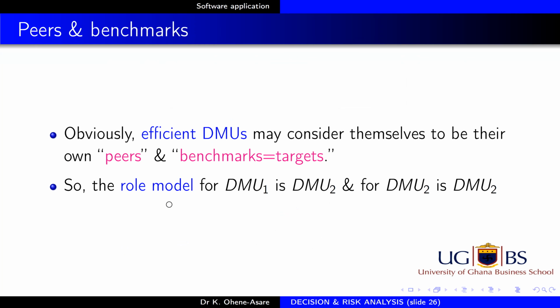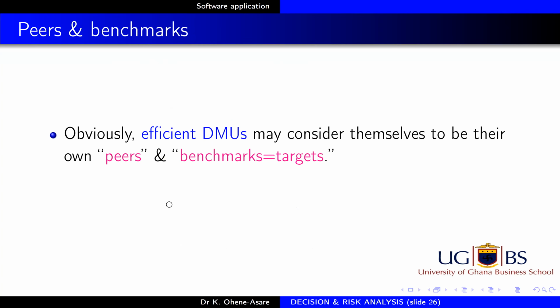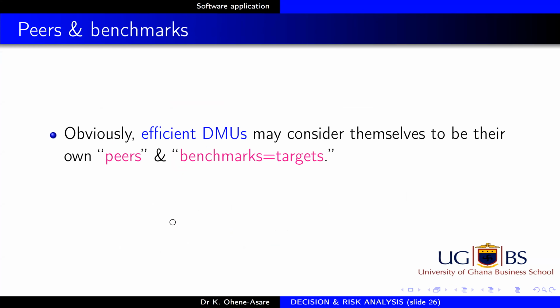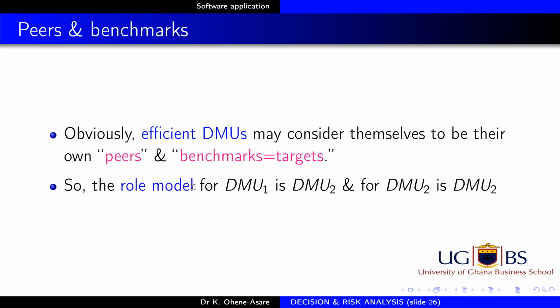Okay. So when you look at DMU1, DMU1 was inefficient. Who will be its peer? Its peer will be the one it will be closest to if it hits the target. So if it hits the target, it will be closest to DMU2. So DMU2 becomes the peer for DMU1. That's the point being indicated there: the role model or peer for DMU1 is DMU2. But the role model for DMU2 is itself. Why so? Because it's already efficient and it's on the boundary.